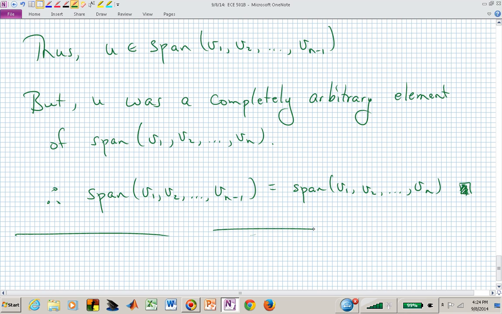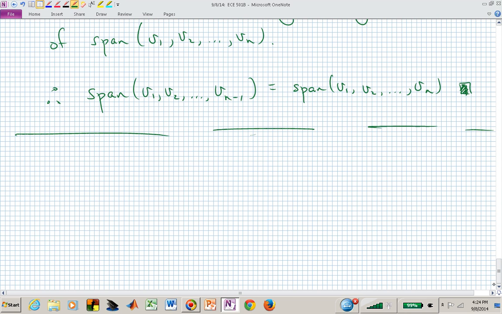There's a couple of results that come out of that linear dependence lemma. Two important results.